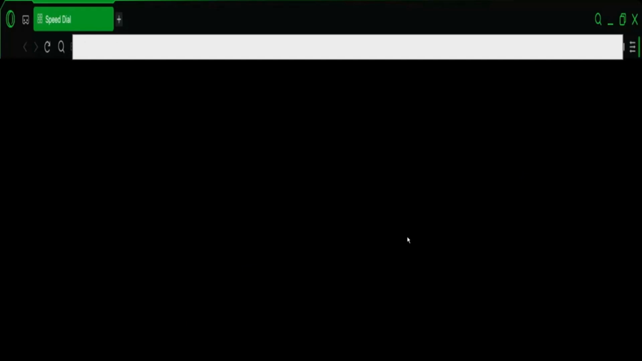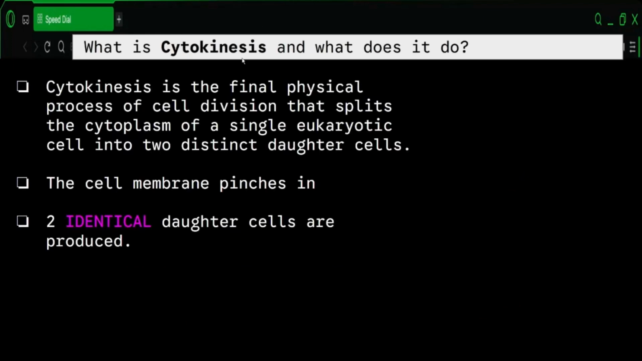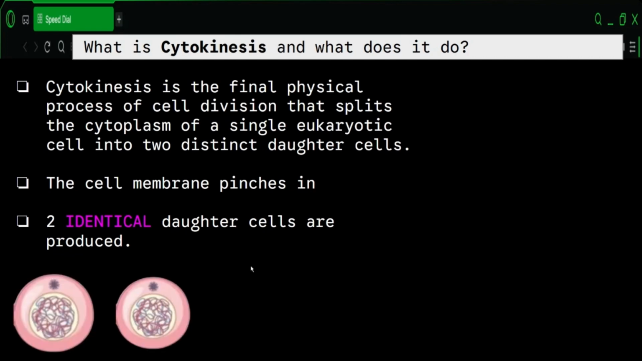And finally, what is cytokinesis and what does it do? Cytokinesis is the final process of cell division that splits the cytoplasm of a single eukaryotic cell into two distinct daughter cells. The cell membrane pinches in, and two identical daughter cells are produced. In the image below, it shows that the two daughter cells have officially separated from each other and they are no longer connected with that middle part.